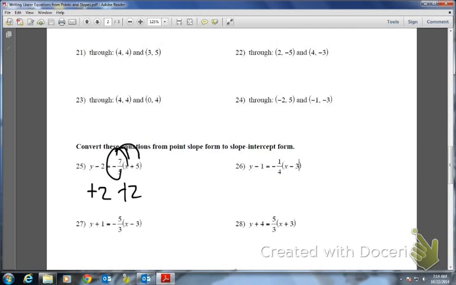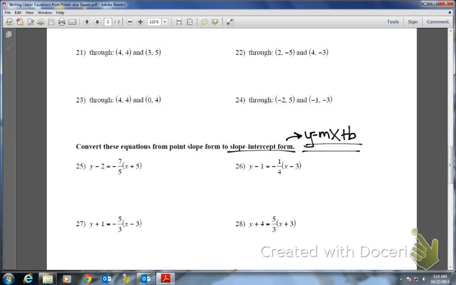So that's all that that means, is that they want you to simplify this and put it in slope-intercept form. Just as a reminder of what slope-intercept form looks like, you guys might want to write this down on your paper. Slope-intercept form is that one from the beginning. So y equals mx plus b. So maybe write that down just so you don't forget.